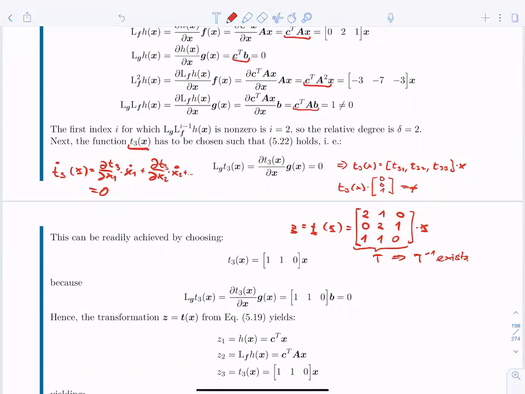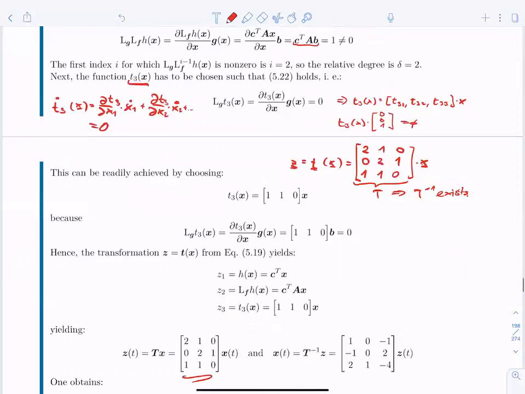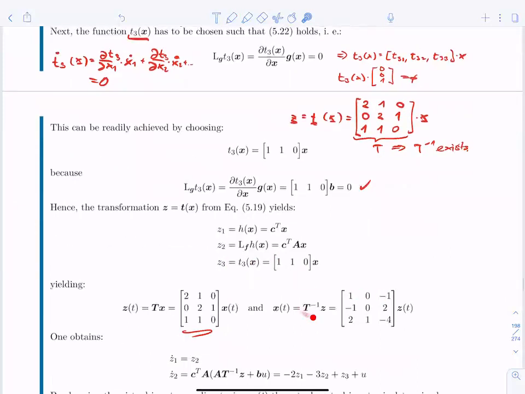Okay, so with this, of course, this is satisfied. And then we get our system transformation. So C1 is equal to h of x, which is here. C2 is this. This is our C3. Also, we have the inverse transformation. Everything is neat and nice.